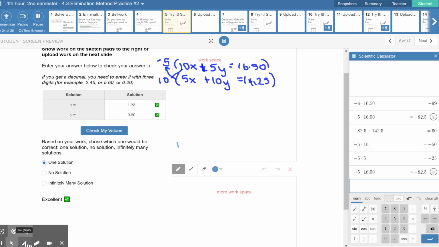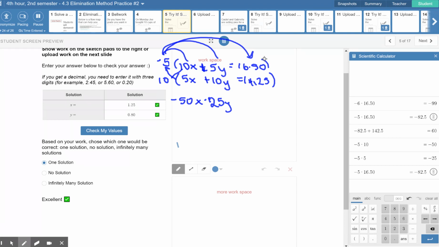All right, so I have my numbers. -5 times 10 is -50, and then drop down the X. -5 times a positive 5Y gets me a -25Y. And then the decimal, -5 times 16.5 gets me that -82.50.